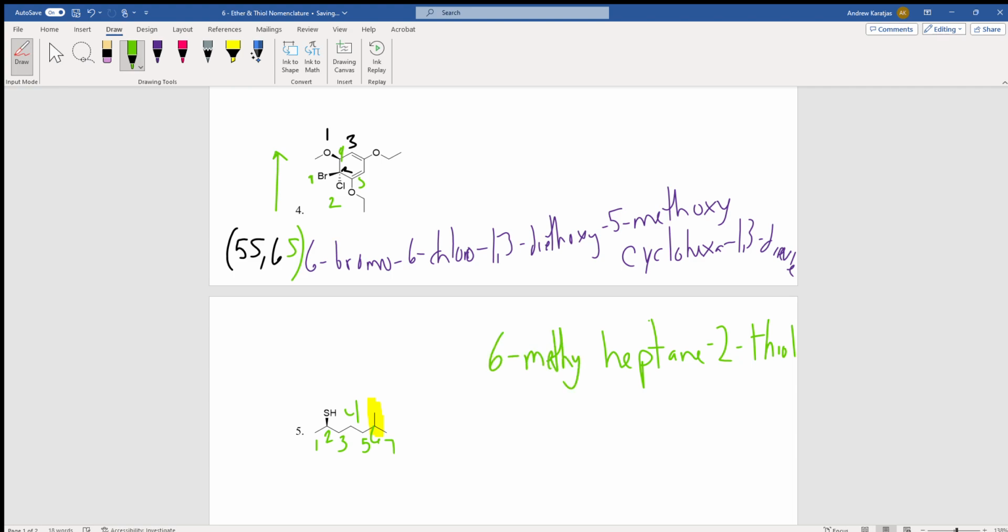So this is 6-methyl. And then what about stereocenters? Carbon 6 is not chiral. It has 2 identical substituents on it, the 2 methyl groups. However, carbon 2 is chiral, and we can see our priorities here, 1, 2, and 3. Arrow is clockwise, and so this is R. Note that in this case, we don't need to put a number in front of the R because it's the only chiral center within the compound.